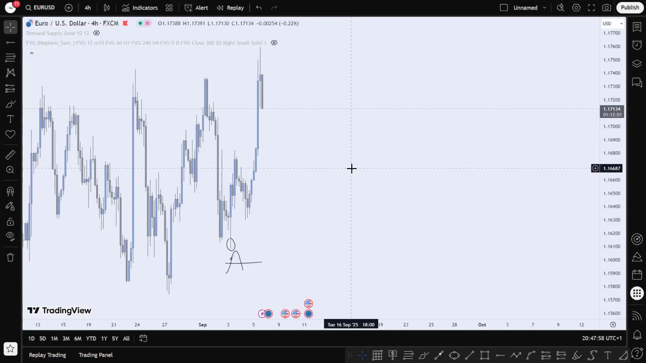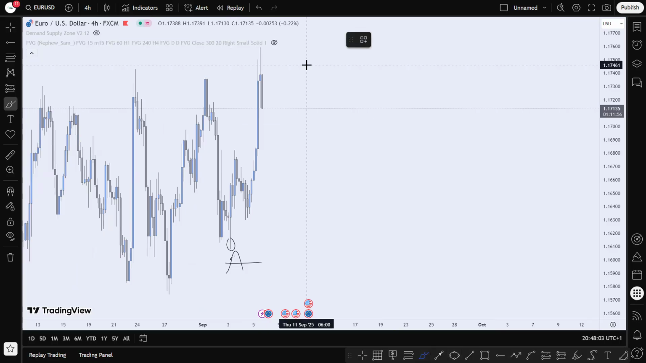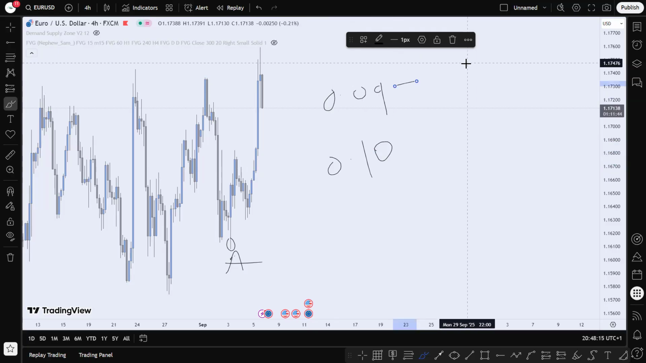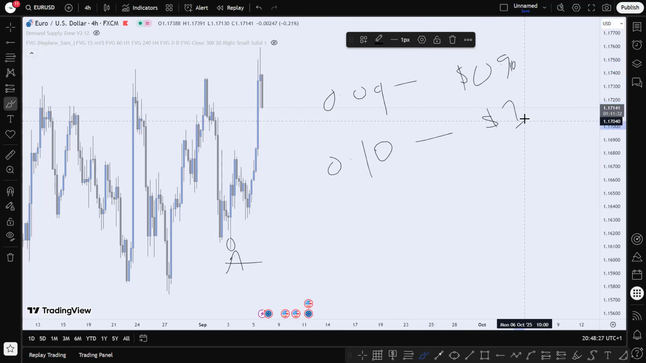After this 0.09, the next thing we go to is 0.10. Now you know at 0.09, we said 1 pip is 90 cents. Now at 0.10, 1 pip is what? 100 cents, which is $1. Do you see the progression?